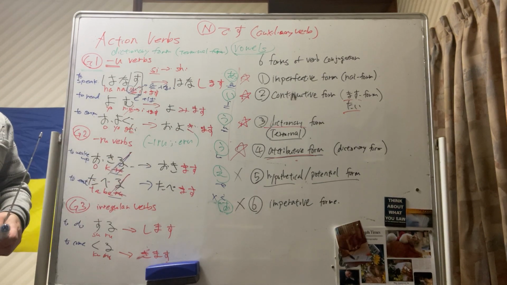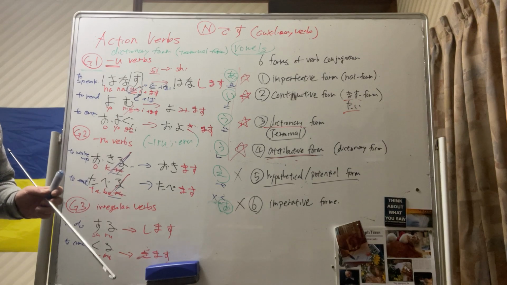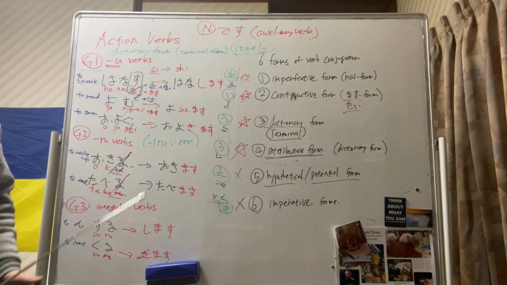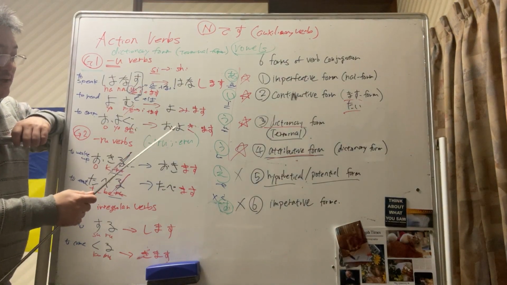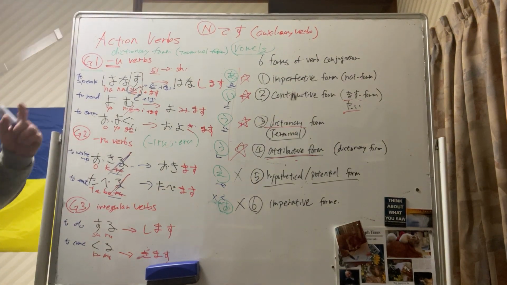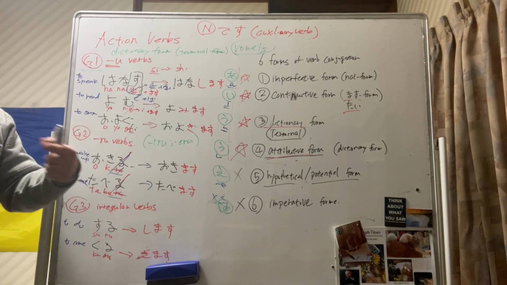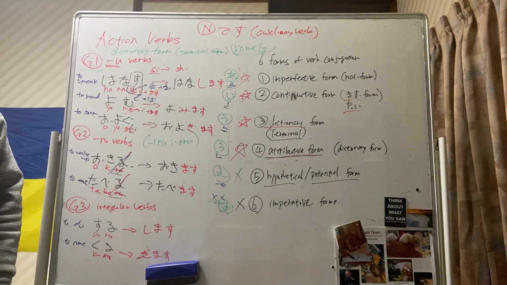I think I get it. So the dictionary form is more indifferent. Yeah, exactly. It's just kind of like fact. Spontaneous generation, for instance. It just comes up. So we will actually think in dictionary form, I think, but when it comes out in speech, it gets filtered through and changed into masu form.